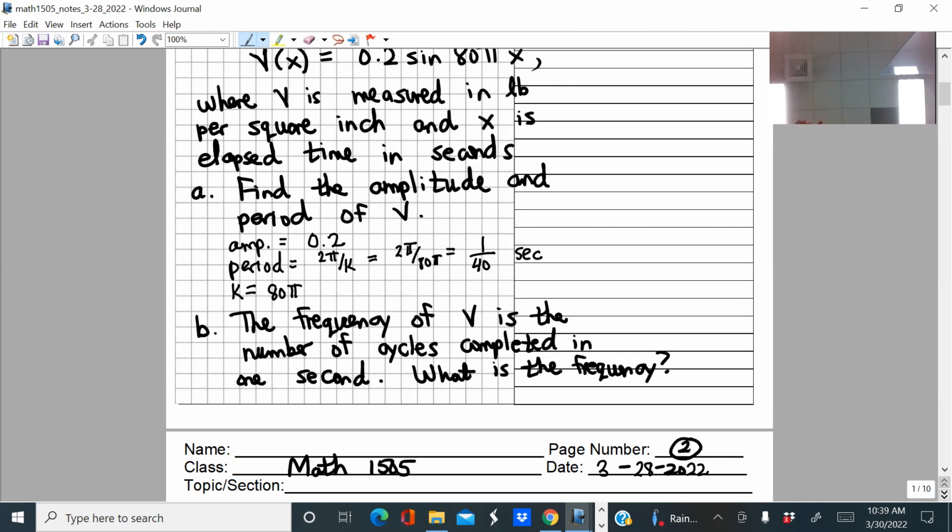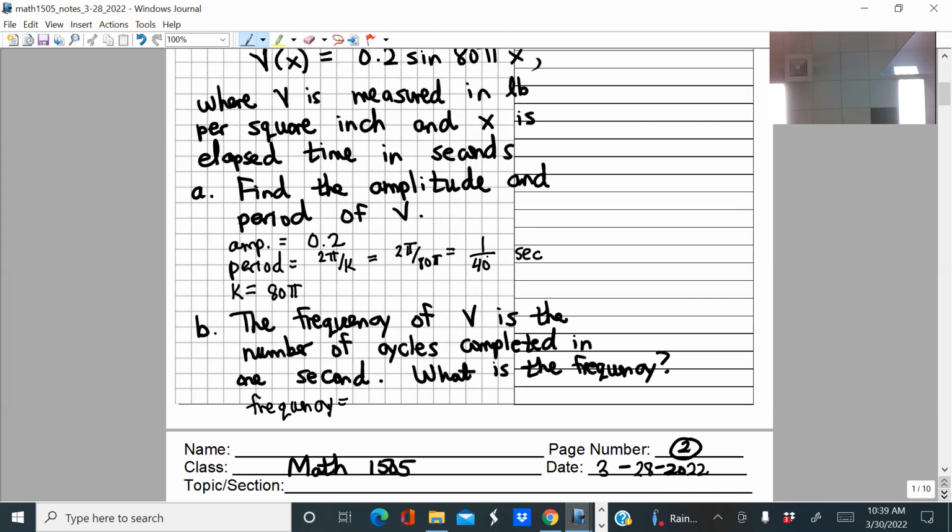So how many complete cycles does it make in 1 full second? How would you do that? Any ideas here? So it makes 1 full cycle in 1/40th of a second. So how many full cycles is it going to make in an entire second? 40, right? Okay, sure.